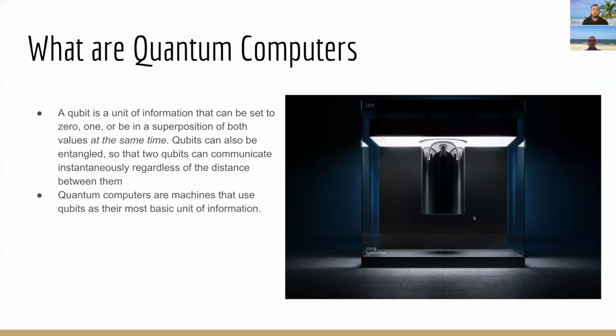So what are quantum computers? Let's start with qubits. Qubits are basic units of information used by quantum computers. They're analogous to the bits used in classic computers, but whereas a bit can have a value of either a 1 or a 0 at a point in time, a qubit can be a 1, a 0, or be in a superposition of both values.